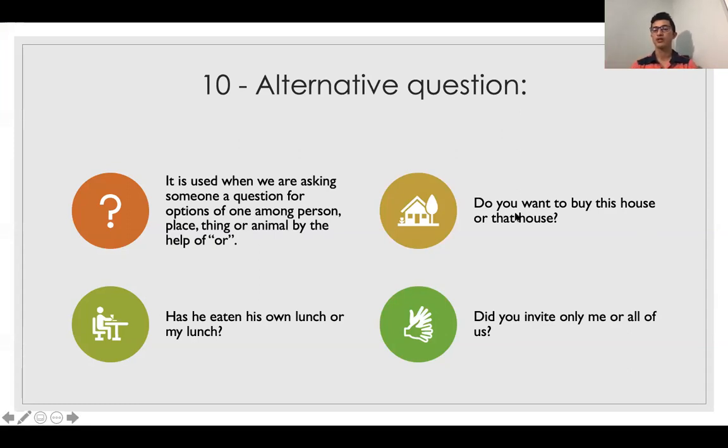For example, here, do you want to buy this house or that house? So it is an alternative question. The listener can choose one of these options that you already gave them. Okay, has he eaten his own lunch or my lunch? He has eaten his own lunch. Did you invite only me or all of us? So the listener can choose one of these options that you gave them. So it is easy also.